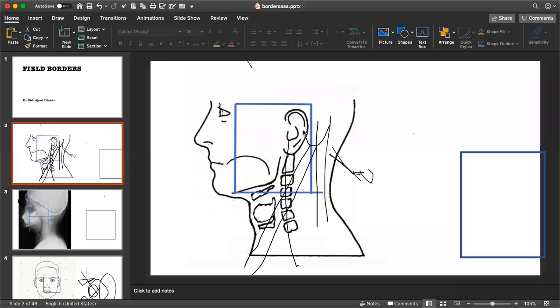So what are the portals for the thyroid bed alone? For the thyroid bed alone, the superior border is at the lower border of the hyoid bone. The inferior border is up to the sternal notch. The posterior border is at the mid body of the spinal cord. And the anterior border is around 1 to 1.5 centimeter from the soft tissue of the neck.